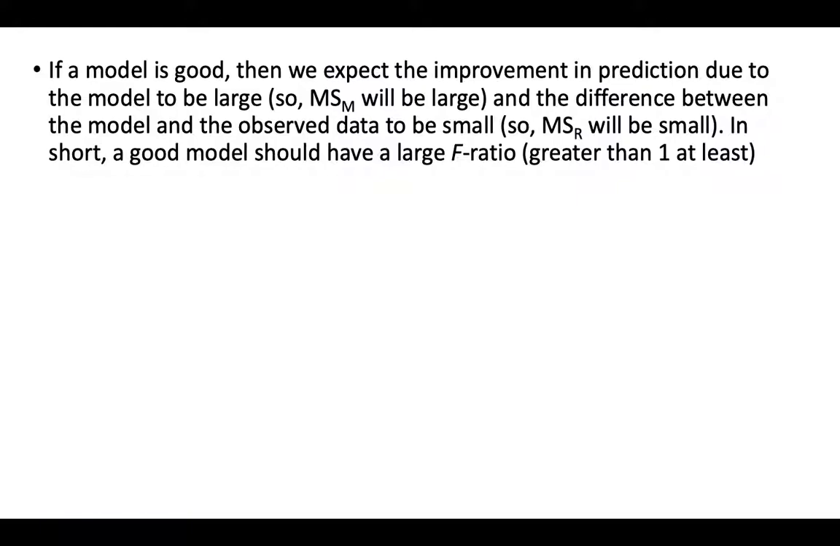So if the model is good, the model that you chose, then we expect the improvement in prediction due to the model to be large. So this MSM will be large, and the difference between the model and the observed data to be small. So, in short, a good model should have a large F ratio, which is greater than 1 at least. Okay? So we would like our model to improve the prediction, and we would like those differences, remember, between the observed data and the line to be small. Then the second table that is generated by SPSS shows the individual predictors.